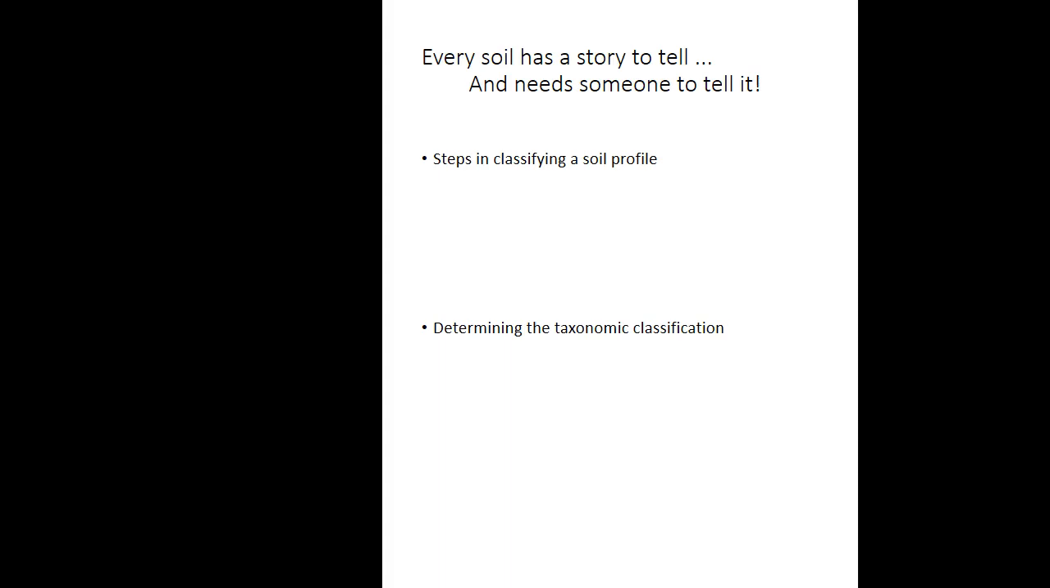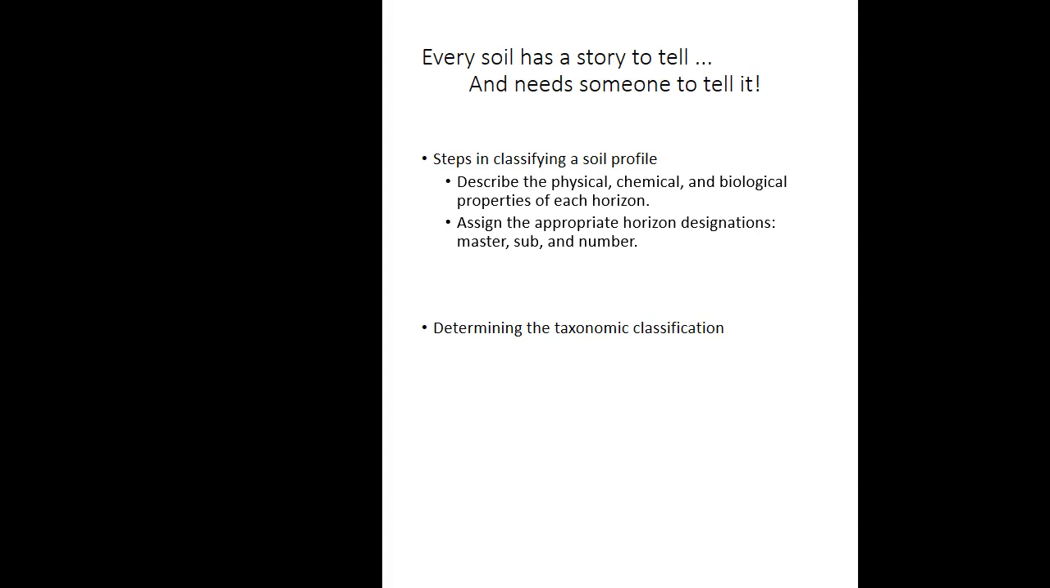So our steps in classifying a soil profile involve, after we've dug the hole and we're looking at it, we identify the horizons and we describe the physical, chemical, and biological properties of each horizon. Then we assign the appropriate horizon designations. That's the master horizon, the A, B, C, O, R, whatever is appropriate. The sub-horizon gives more information about it, such as T for clay accumulation, or G for gley, or P for plow layer. And then the number if both the master and the sub-horizon designations are the same.